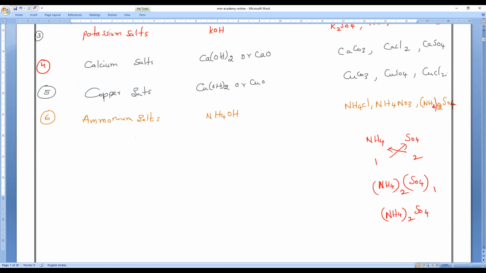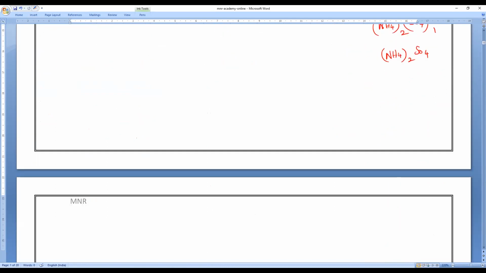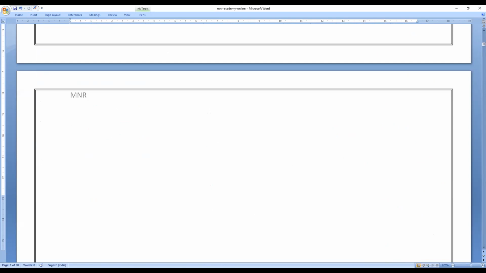So some important salts and their production. This is the heart of this chapter. Each and everything is very, very important from now onwards. So you have to focus very, very carefully. So first focus, keep heading some important salts. Some important salts.